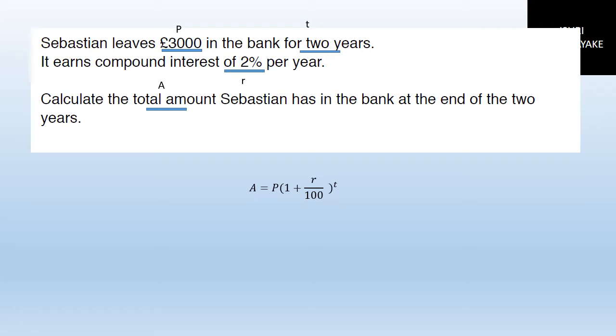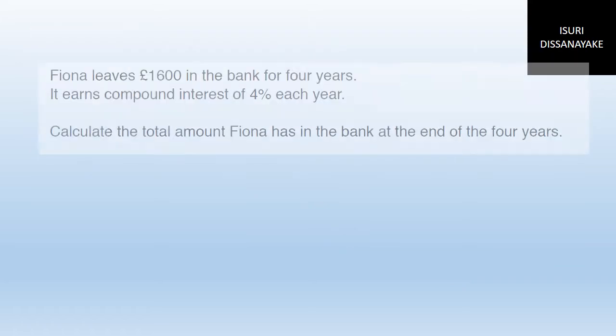So firstly, we write the formula for compound interest. A equals P (1 plus R over 100) to the power T. And let's substitute the values that are extracted from the sum. Using the calculator, you can get the total amount that is in the bank at the end of 2 years, 3,121.2. Next question.